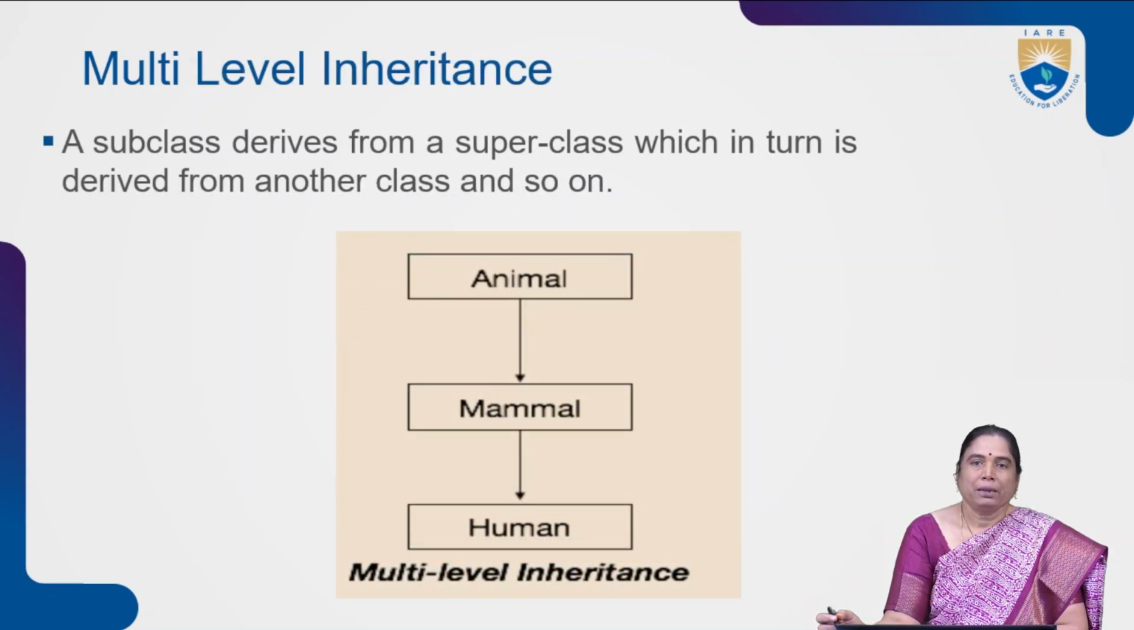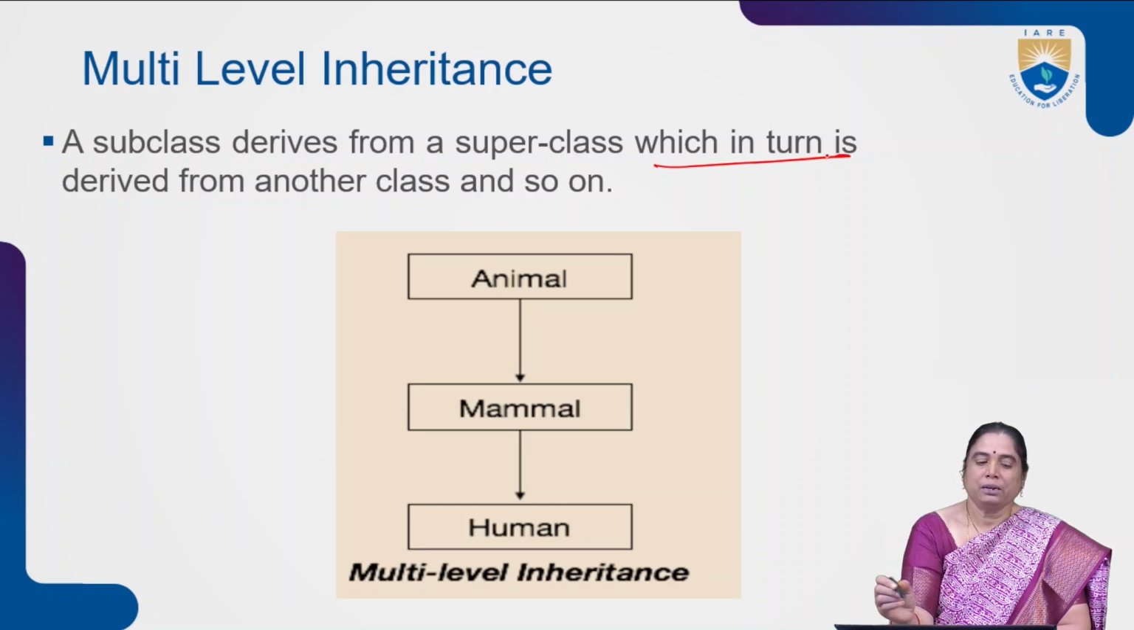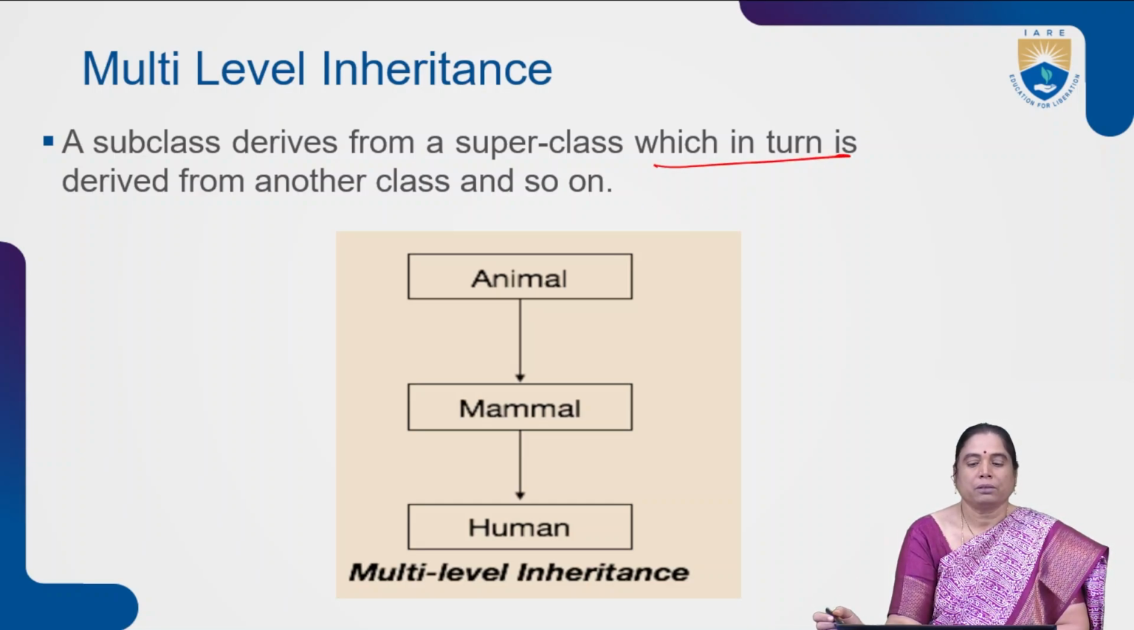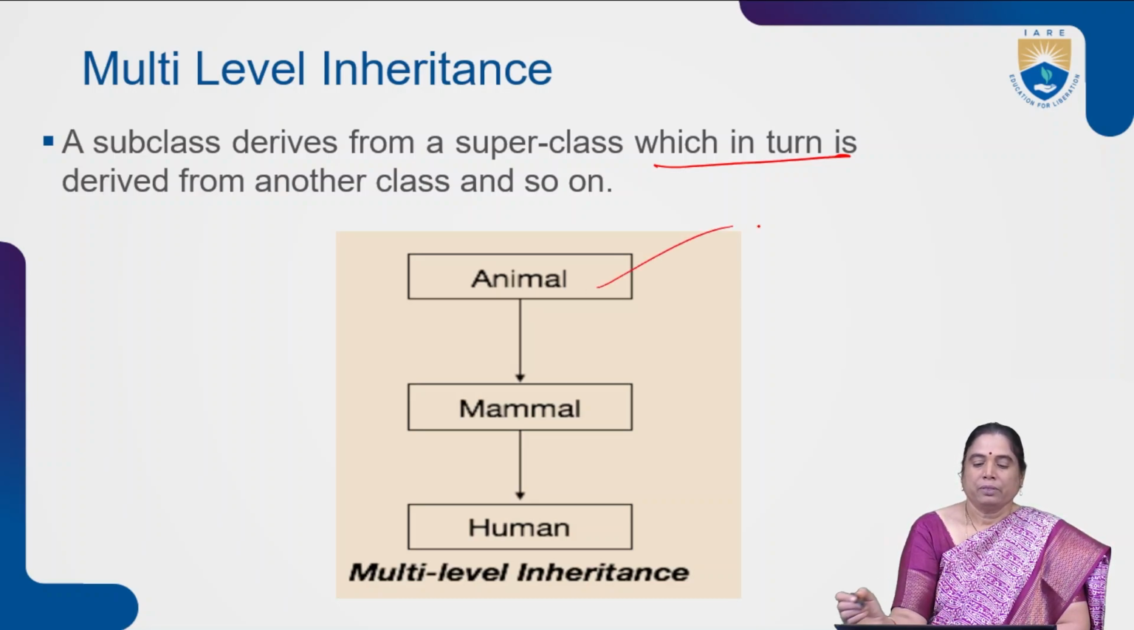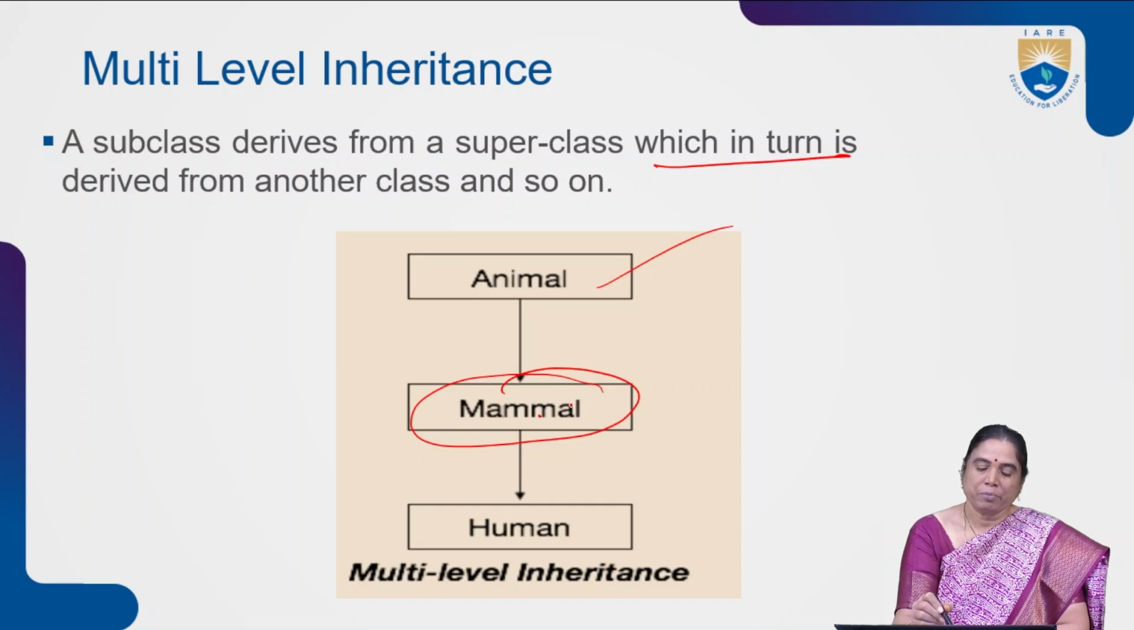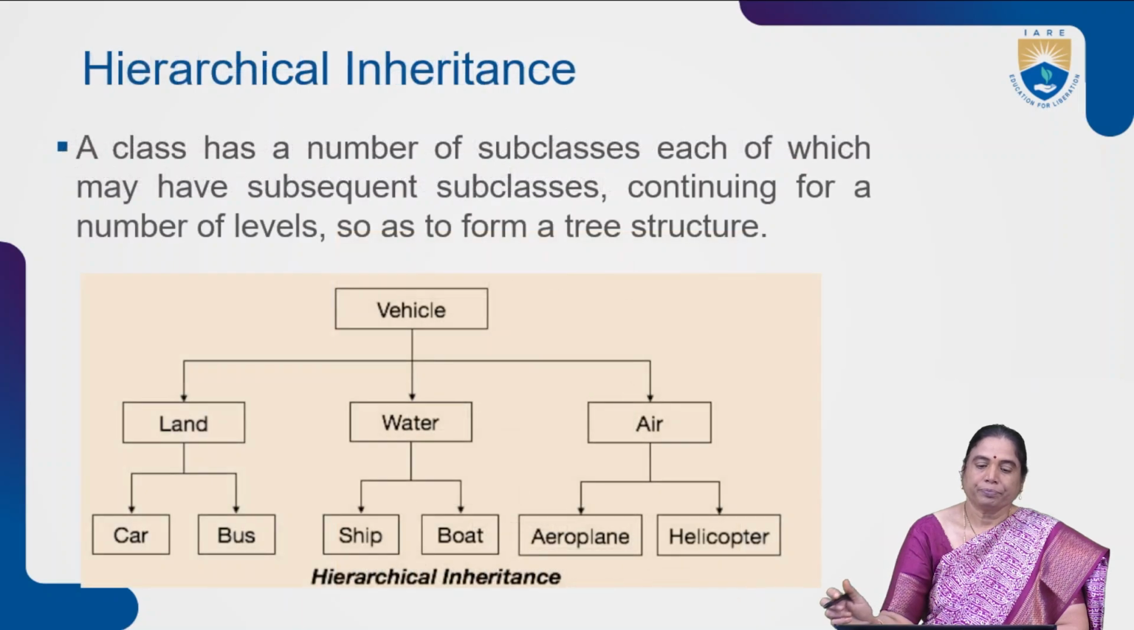Next is multi-level inheritance. A subclass derived from a superclass, which in turn is derived from another class, and so on. This variety is called multi-level inheritance. Consider an example. Animal is the base class. From this, mammal is derived. This is the derived class, but it in turn is used as a base class to generate another subclass, human. So, this type of inheritance is called multi-level inheritance.